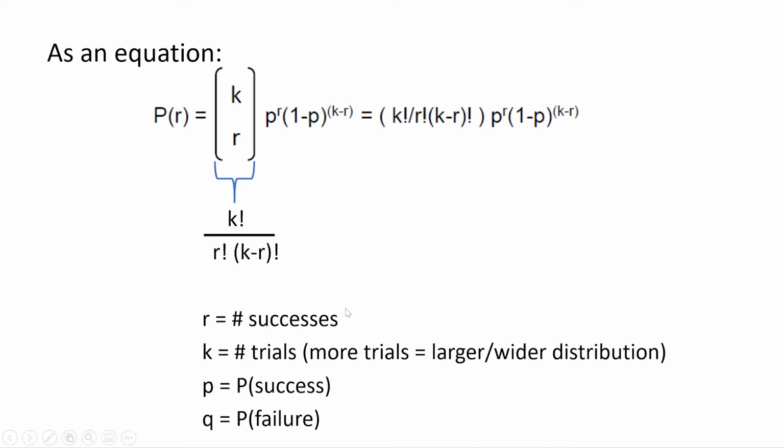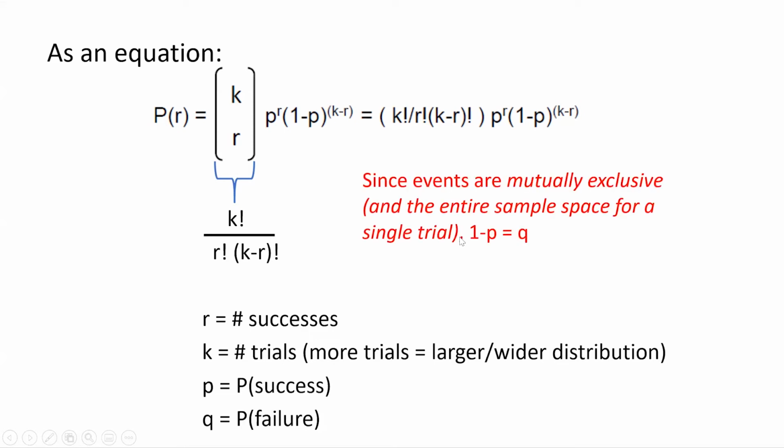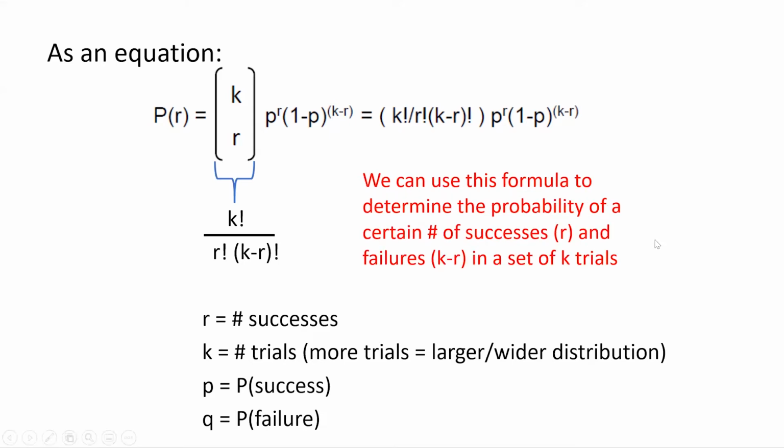So R is the number of successes, K is the number of trials. Once again, P is the probability of success, and Q is the probability of failure. Since the events are mutually exclusive in the entire sample space for a single trial, we have 1 minus P equals Q, right? P plus Q equals 1. And we can use this formula to determine the probability of a certain number of successes, R, and failures in a set of K trials.